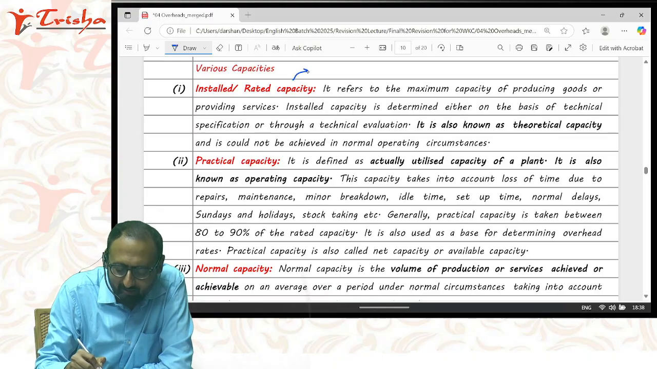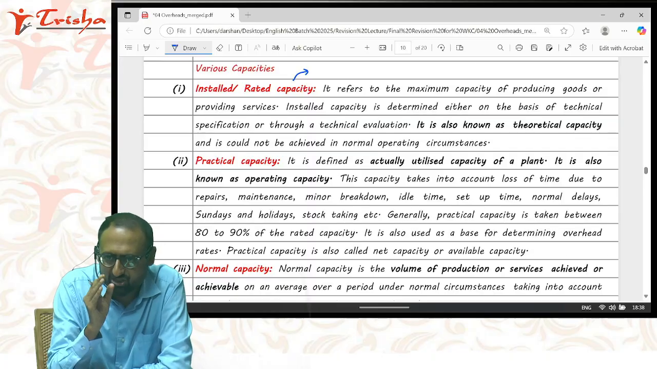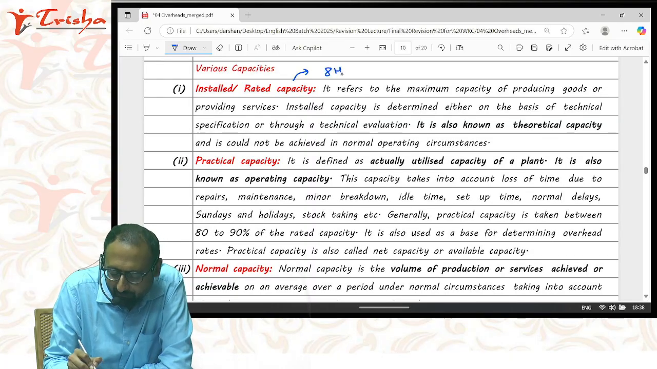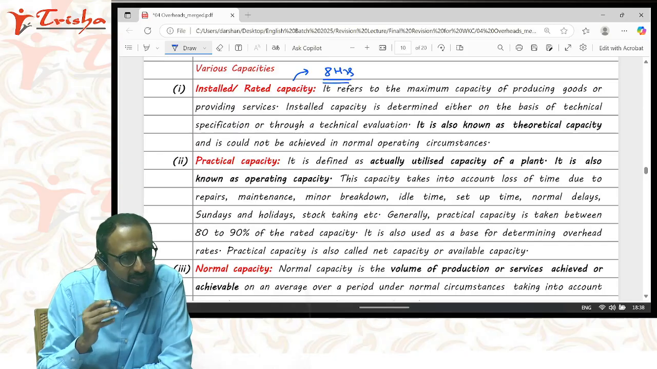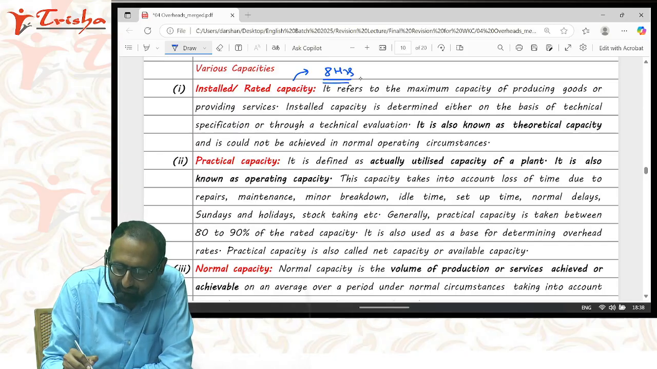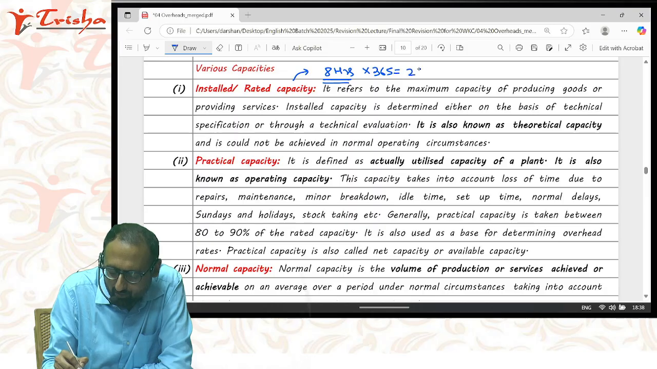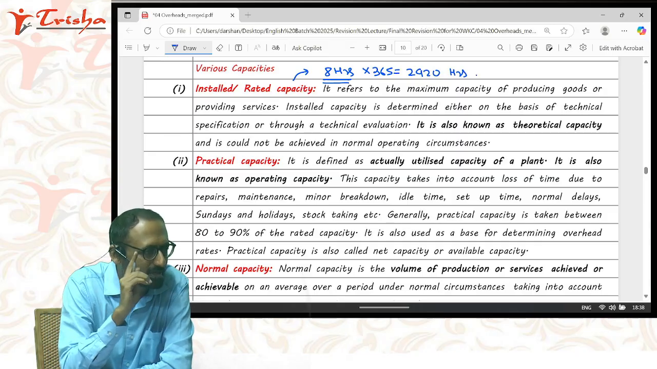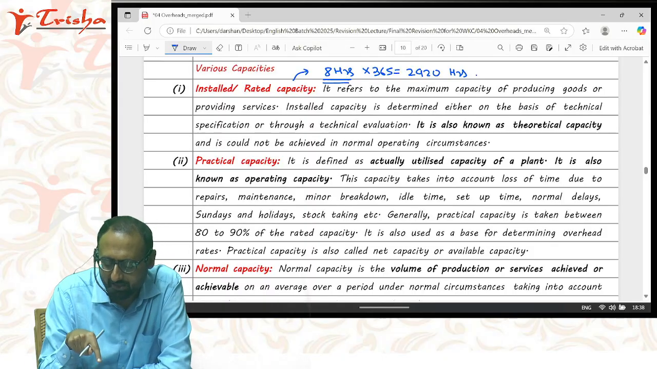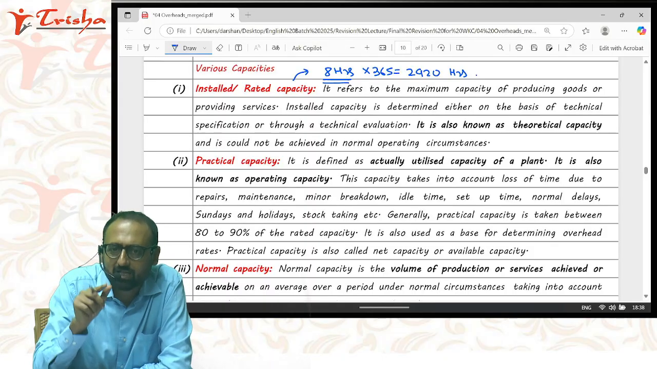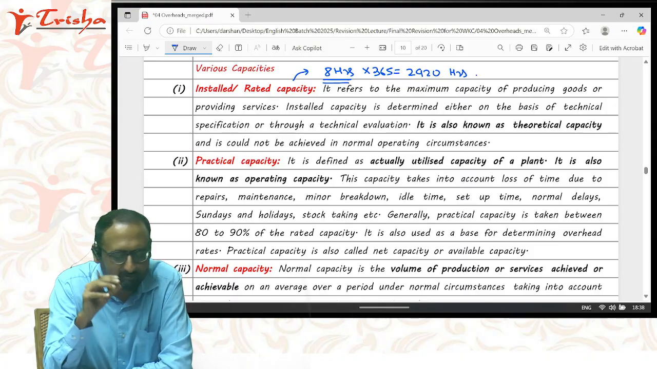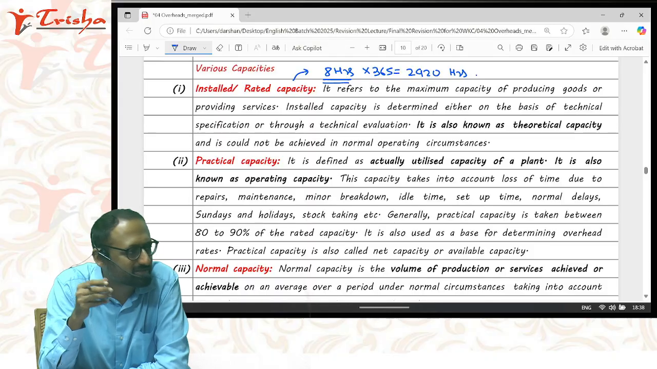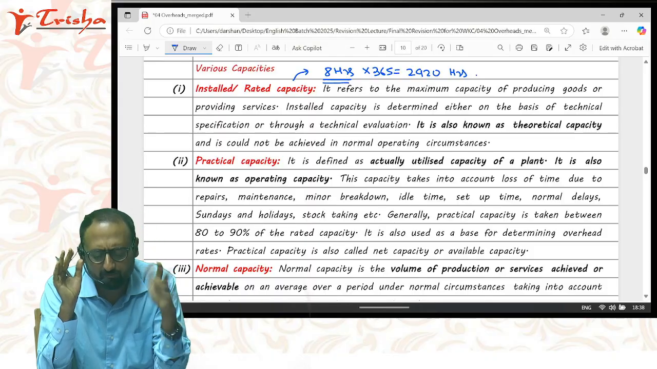One very simple formula is given. Suppose your factory shift is of 8 hours, then installed capacity, rated capacity, is equal to 8 hours multiplied by 365 days, which is 2920. 2920 will be your installed capacity. Remember, Sarji, this adjustment is asked so many times. They will just give you 8 hours per day as a shift. So 8 hours per day multiplied by how many days will you consider, Sarji? 365 days. Without any idle time, you will work.